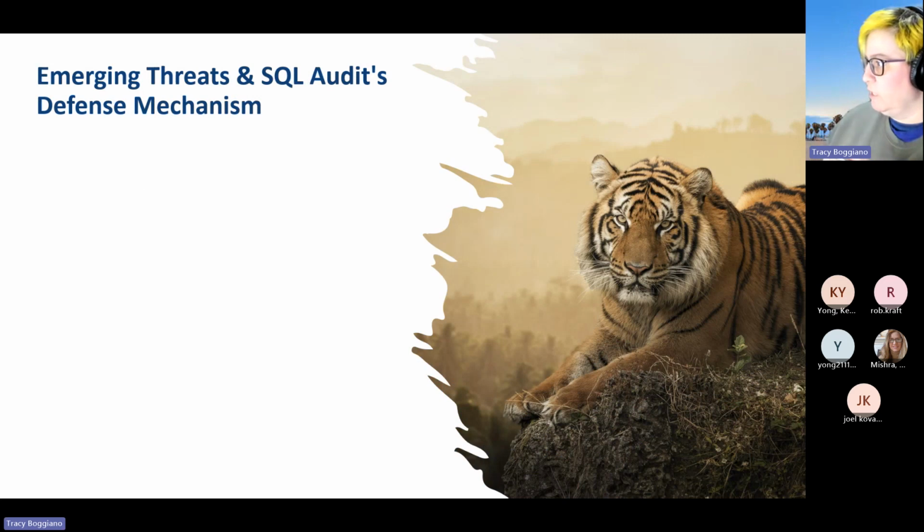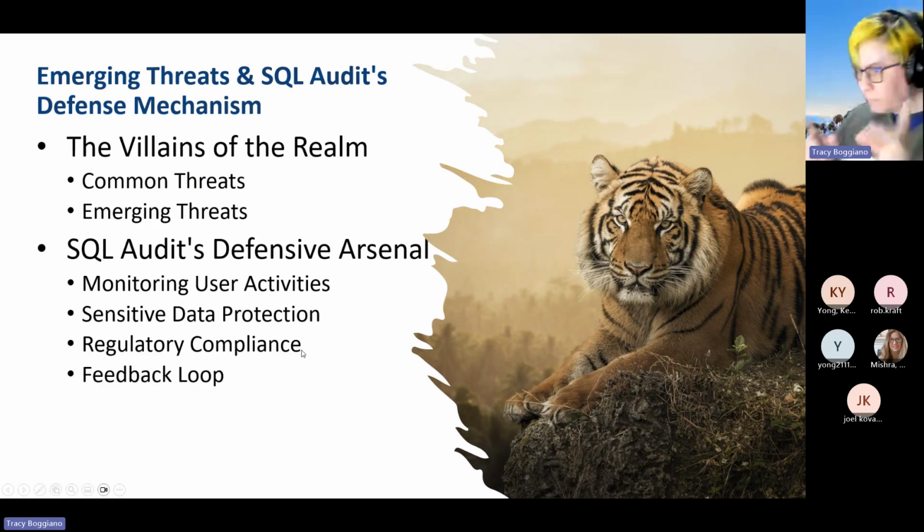So as a conclusion in this section, I believe it's the last slide in this section, you've got these emergent threats from SQL audits, and your defense mechanism that our heroes are using to keep off our tigers. It is to make sure we're taking care of our common threats, our data breaches, our unauthorized access, and even SQL injection, because you can find those things. And our emerging threats from ransomware and insider threats from employees that we might be letting go, and phishing attacks from people receiving emails. We're going to use SQL Audit's defensive arsenal to monitor our user activities, who did what and when.